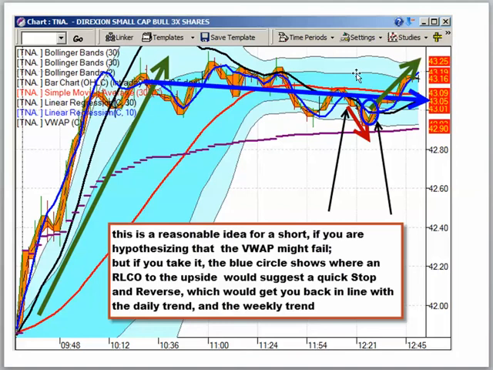So this is a perfectly satisfying short to take, but you have to take the signals as they come, and so this failure to fail turned into a reversal, and then you've got to take that signal too for the same reason you took the first one.